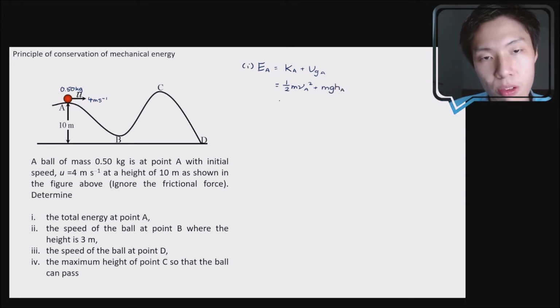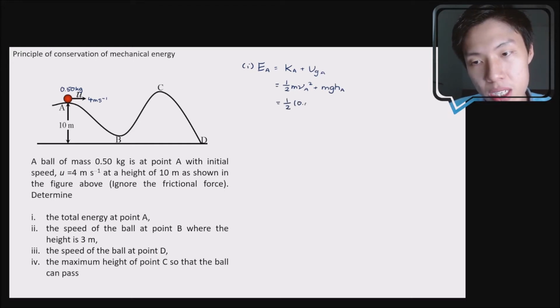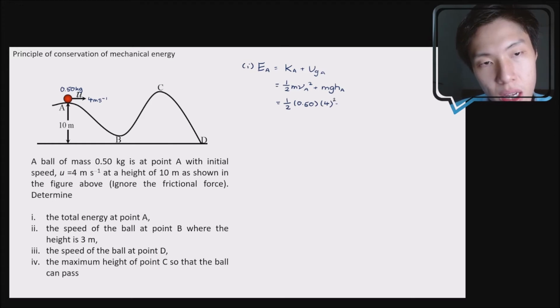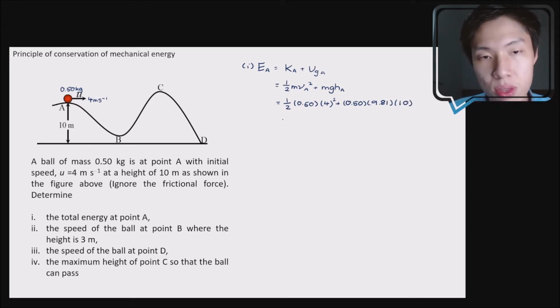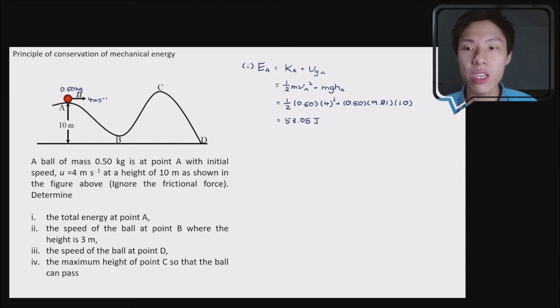You can perform your substitution now by substituting in the mass, substituting in the speed, which is 4 meter per second at point A. Then you substitute in the mass again, 0.5. g is just 9.81. And the height will be 10. Once you have substituted in everything, you should get an answer of 53.05 joule.